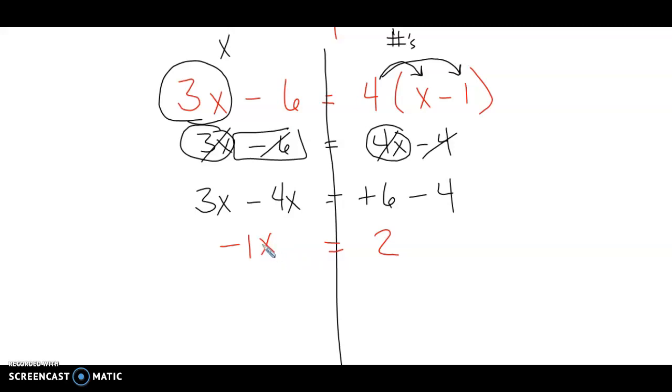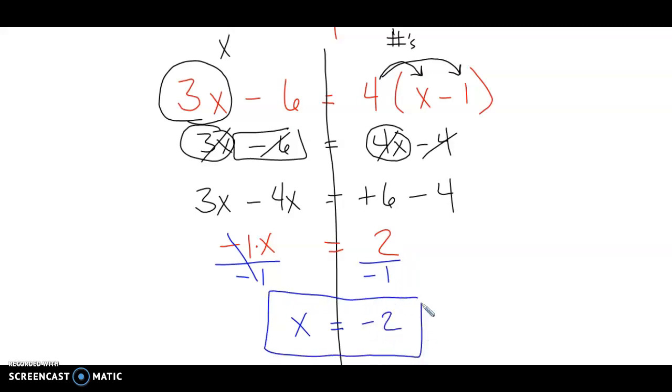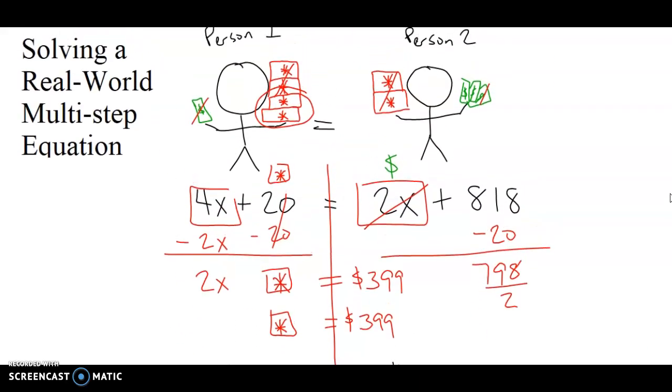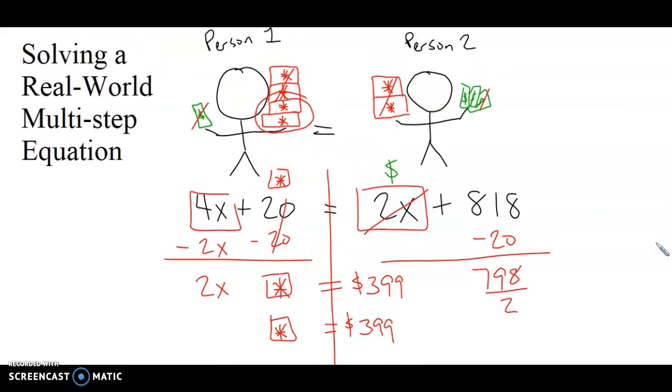Now we can't stop yet because we want x to be a positive x by itself. Positive 1x. Right now it's a negative 1x. That negative 1 is multiplying times the x. So again, to get that on the opposite side, we do the opposite. Instead of multiplying times negative 1, we're going to divide by negative 1. Negative 1 divided by negative 1 is positive 1. So we have positive x equals 2 divided by negative 1, which gives us a negative 2. So x equals negative 2, following the same steps as what we did before with our real world situation. Same steps to find our answers.